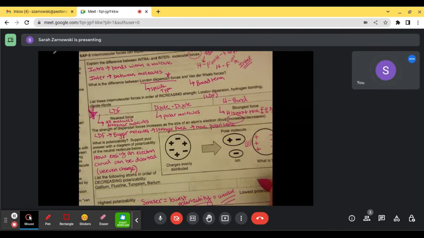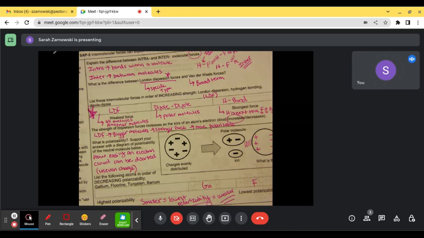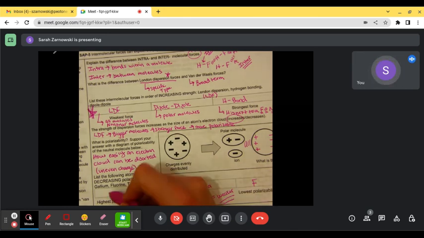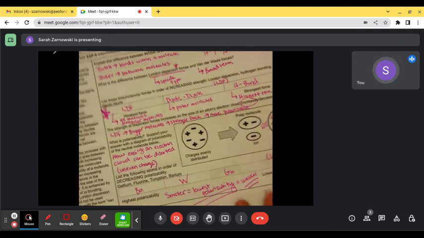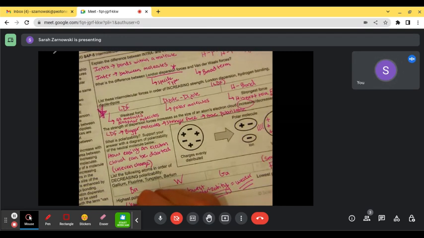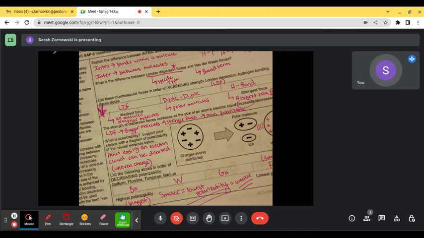So that's why I'm going to put fluorine. I'm just going to do their symbols. Fluorine is F, and then we're going to have gallium, Ga, then tungsten, W, and then barium is our biggest. I'll write it up here: smallest, lowest polarizability, so weaker force, and then barium down here is going to be the biggest. Now we are going to flip the page.